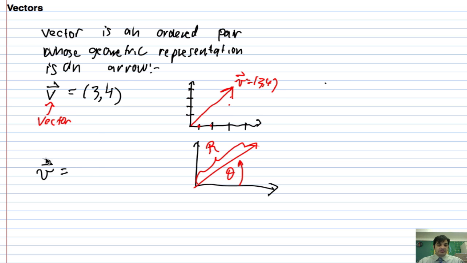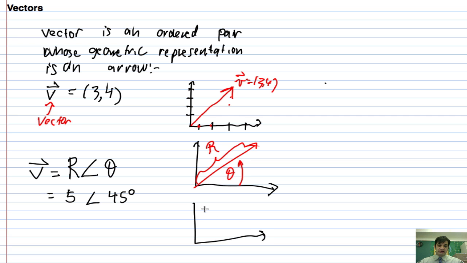is, I'm going to print it just like I printed the other one. V is r at an angle theta. So I have a vector 5 at an angle of, say, 45 degrees. And what you actually have to do is you have some kind of coordinate plane here, 1, 2, 3, 4, 5, and you actually get your protractor out and you measure 45 degrees, and you make sure that this vector has a length of 5. That's actually how you represent it.